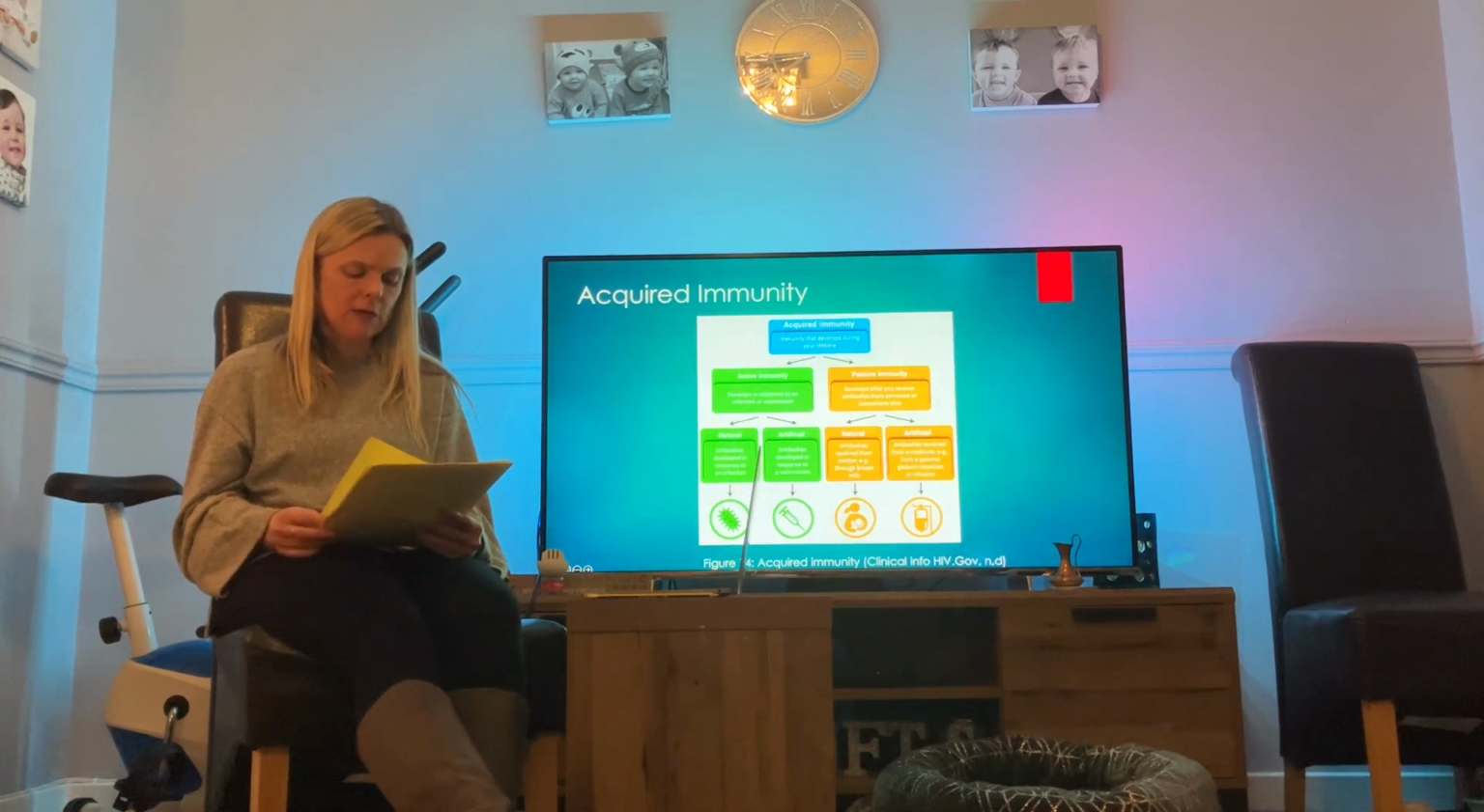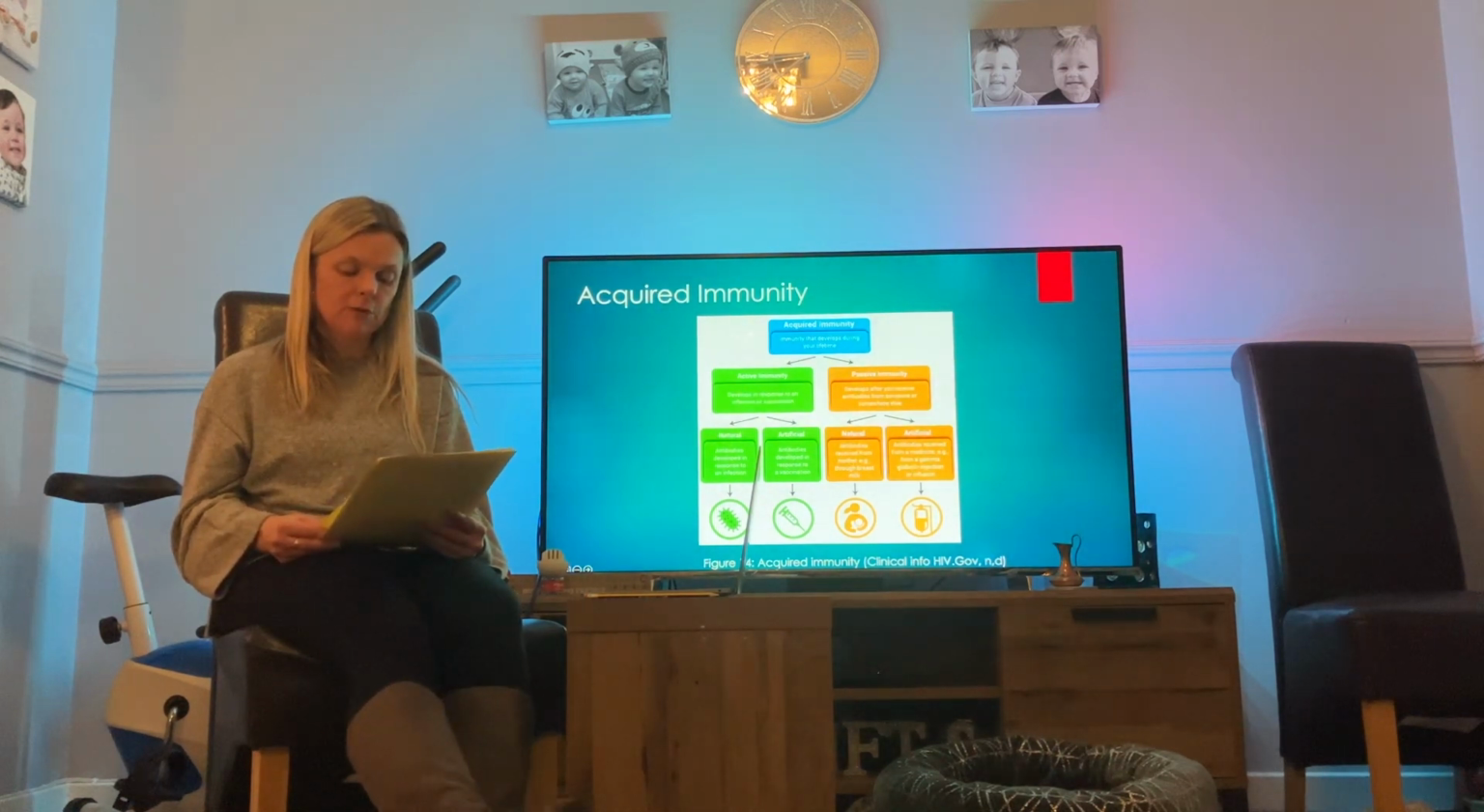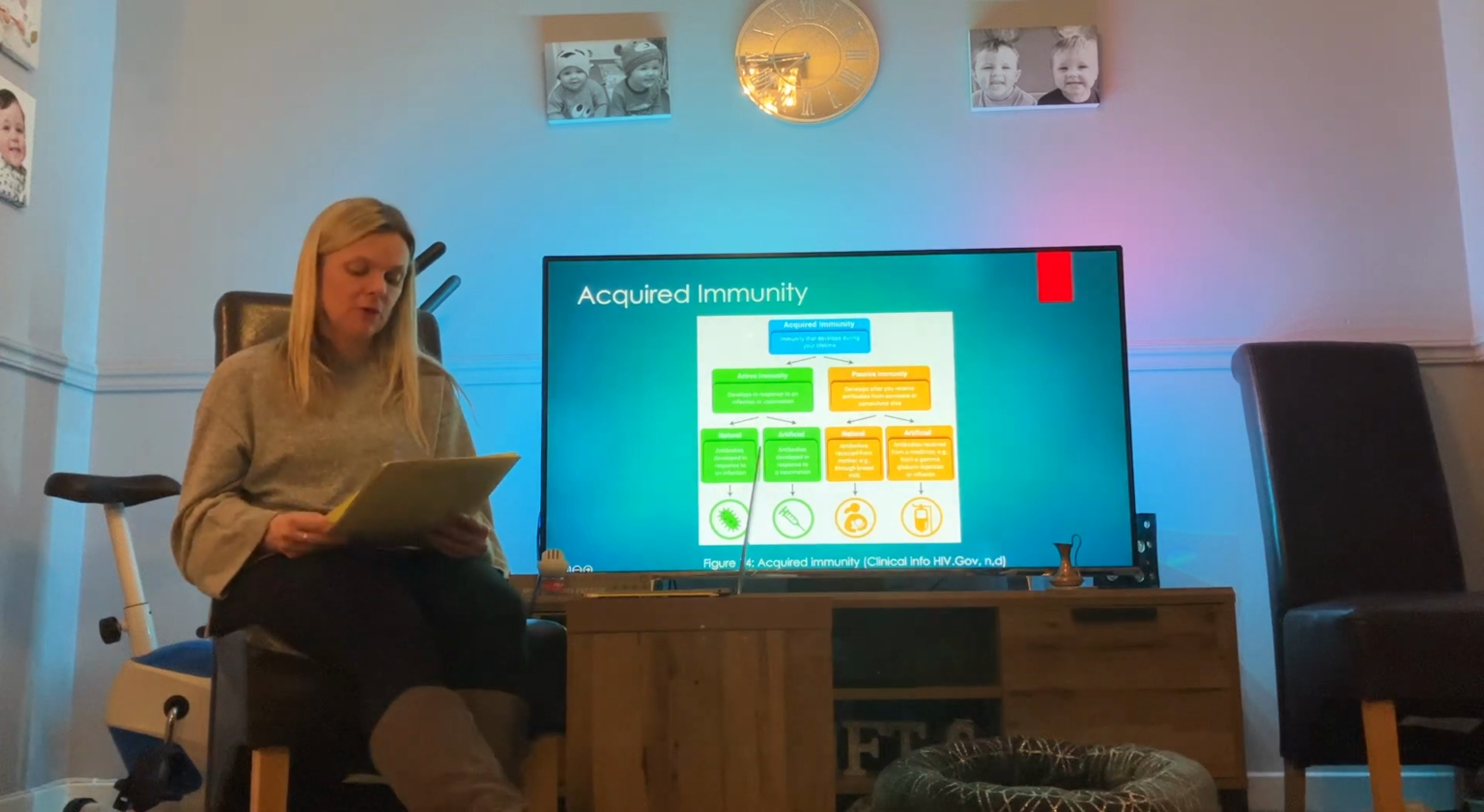An example of natural active immunity is that of the chickenpox virus. Once a person has had this virus, they're very unlikely to get it again because an immunity has been developed by the body. This type of immunity is long-term.